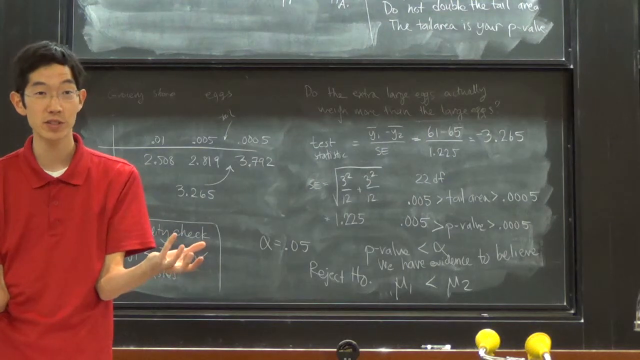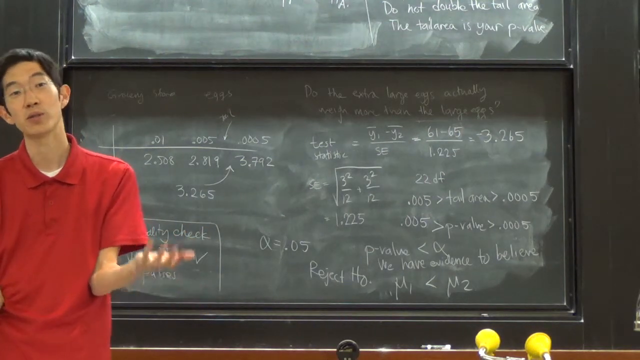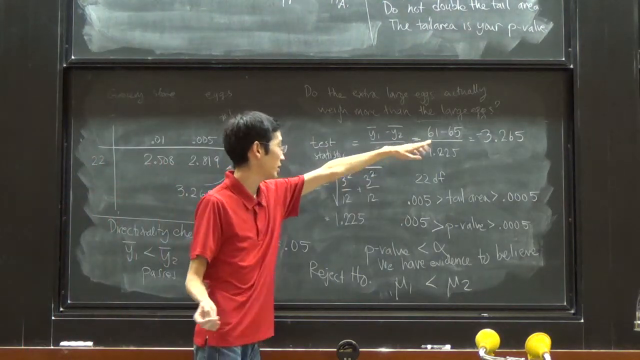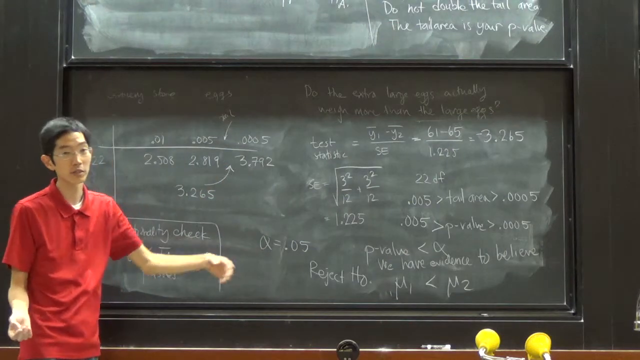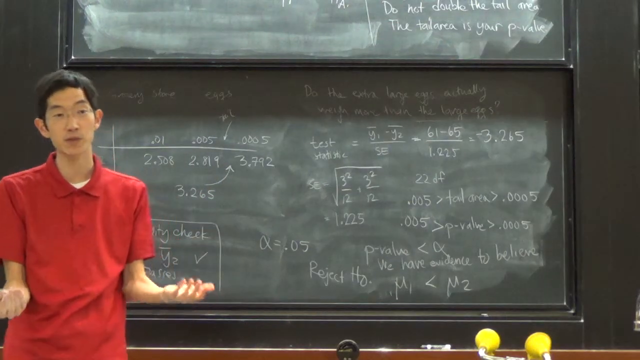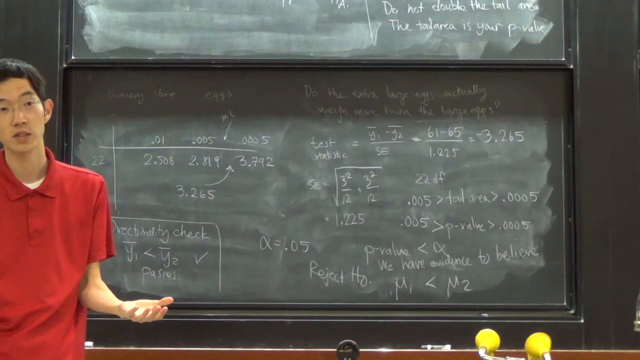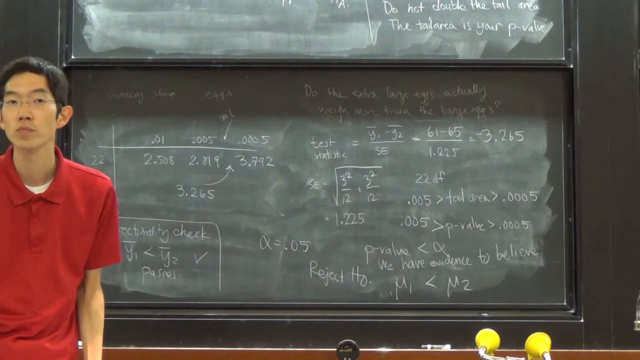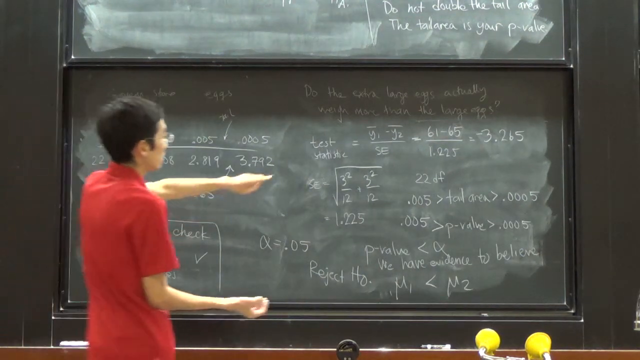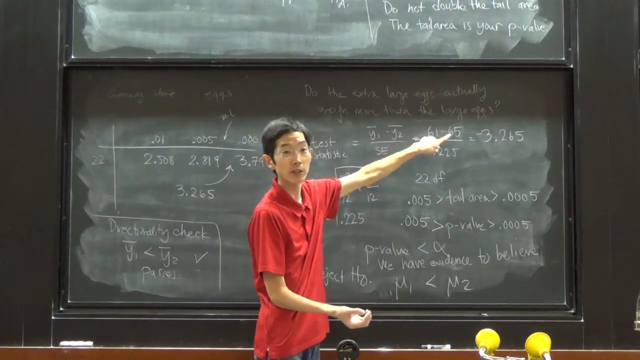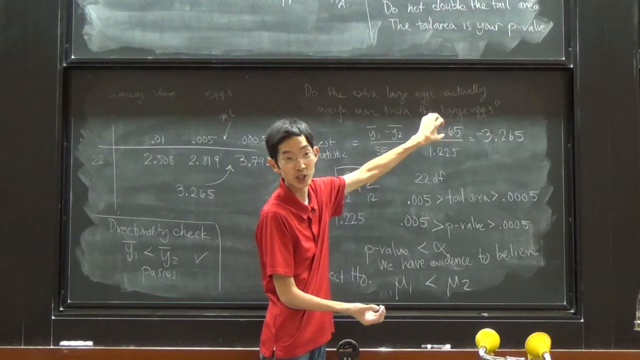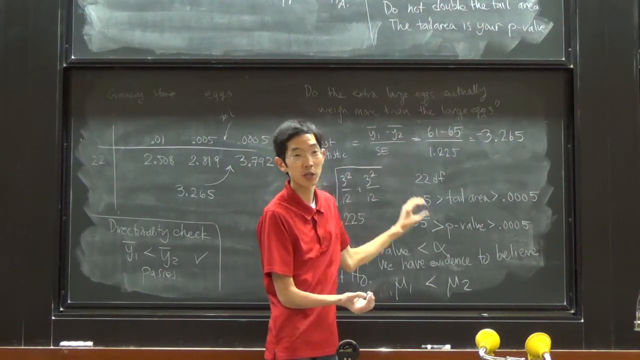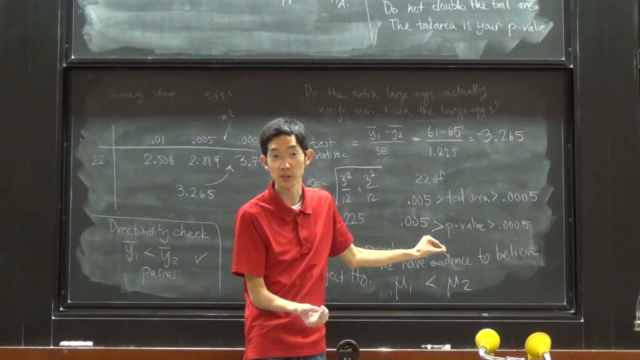Is that 4-gram difference statistically significant or not? When we go through the math, we get this test statistic and this tiny p-value. That tells us the difference is large enough to be statistically significant. The 4-gram difference is large. The 4-gram difference has a small probability of happening by random chance alone.